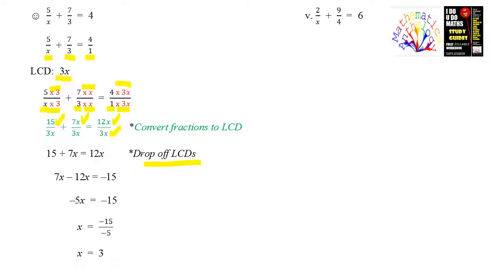Now this is a simple algebraic equation to solve. I take my variables onto one side, so that becomes 7x minus 12x, and I take my constant over to the other side, which will become 15 becomes negative 15. So 7x minus 12x is negative 5x. That's equal to negative 15. I'm going to divide by the coefficient of x to get rid of it. So negative 15 divided by negative 5 will give me positive 3, and x will equal positive 3 then.